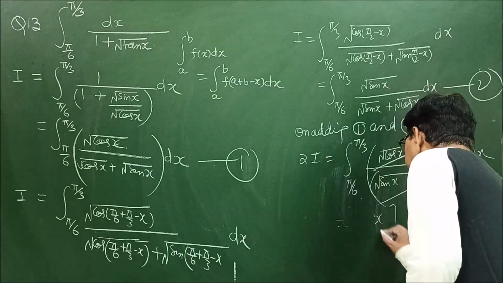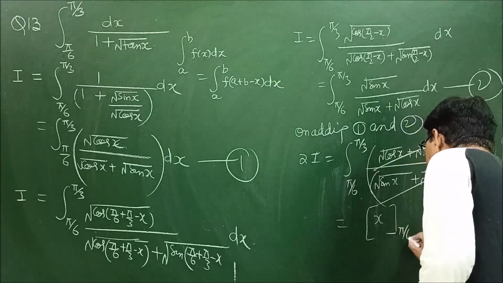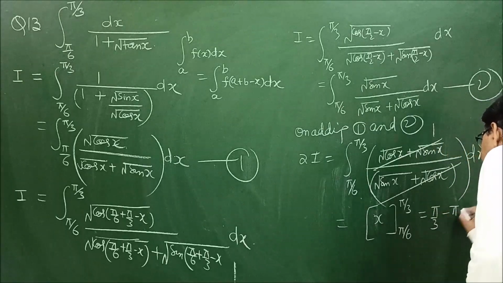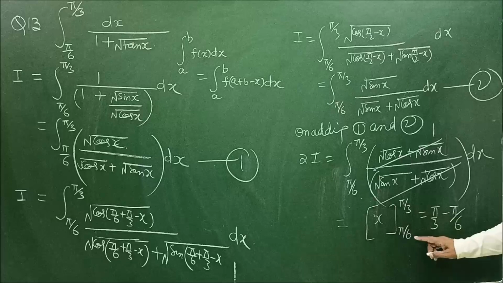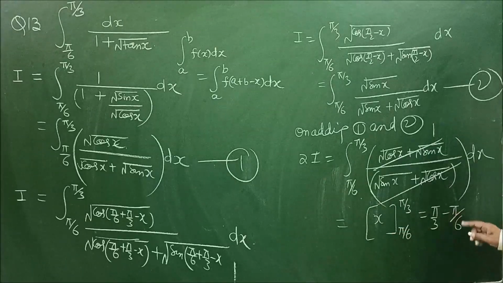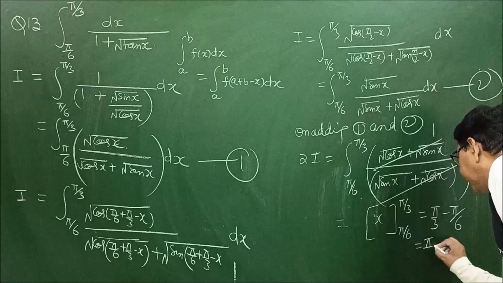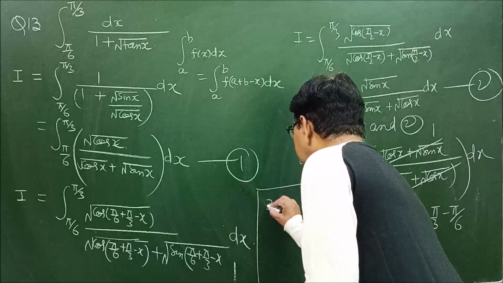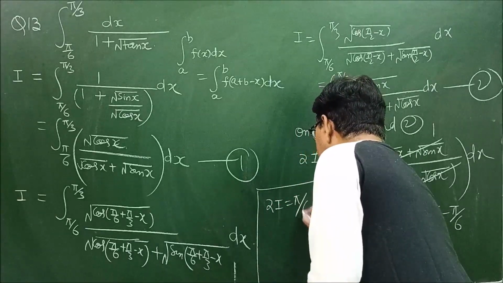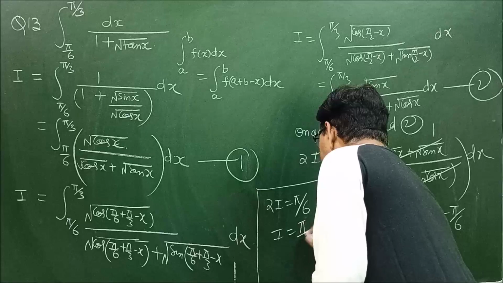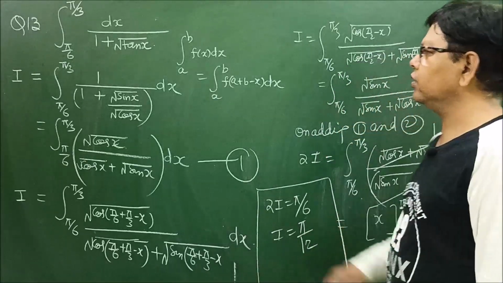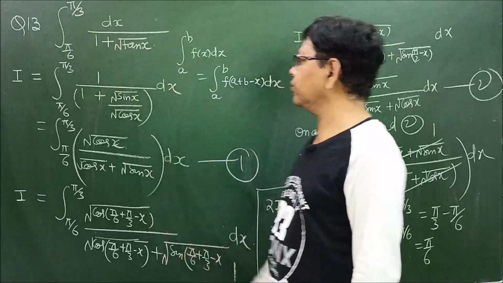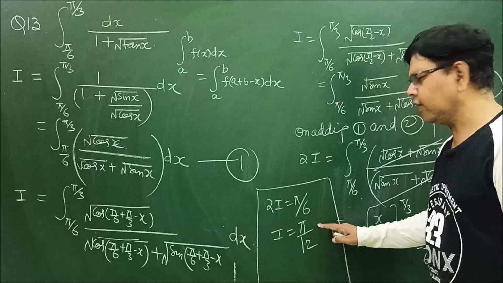So x from pi by 6 to pi by 3, that is pi by 3 minus pi upon 6, putting the upper limit and then the lower limit and then subtracting. So pi by 3 minus pi by 6 is equal to pi by 6, and this is equal to 2I. So we have 2I is equal to pi upon 6. So I is equal to pi upon 12. So the answer of this question, the definite integral from pi by 6 to pi by 3 dx upon 1 plus root tan x, is equal to pi upon 12.